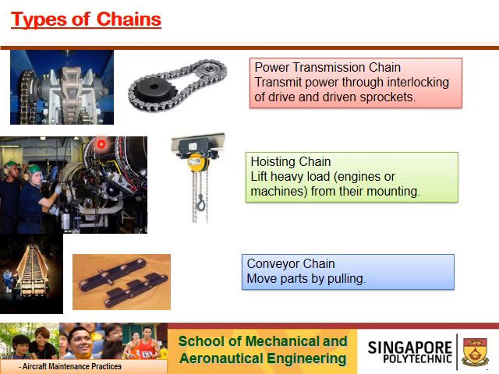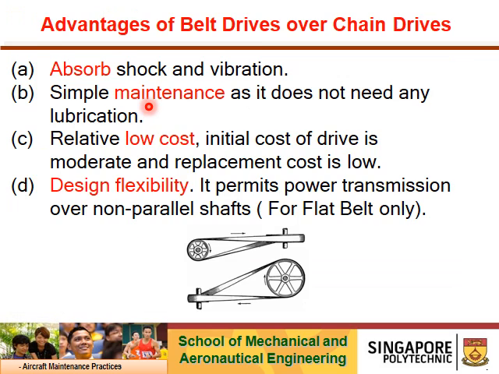These slides talk about chains. Power transmission chain transmits power through interlocking of drive and driven sprockets, while a belt itself utilizes pulley and frictional force. So of course, chain will be used where loads are heavy, and for moving parts by pulling conveyor chain. So we will compare the advantages of belt drives over chain drives.